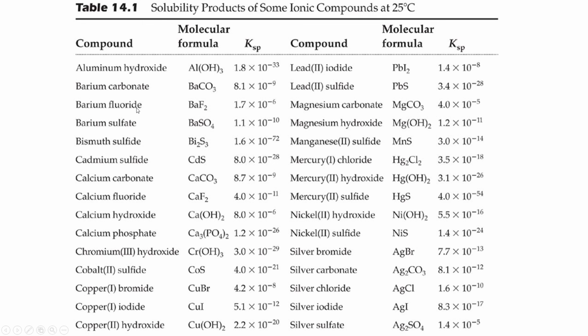This table has Ksp values for different compounds. Remember, the Ksp or the equilibrium constant is specific for a particular reaction or a particular substance. So all these are specific to these compounds. Like for aluminum hydroxide, the Ksp is 1.8 times 10 to the negative 3. For barium hydroxide, it is 1.7 times 10 to the negative 6, and so on. You can see all these are very small values of Ksp.